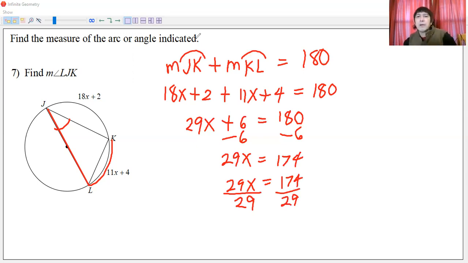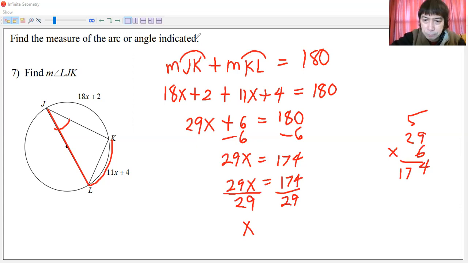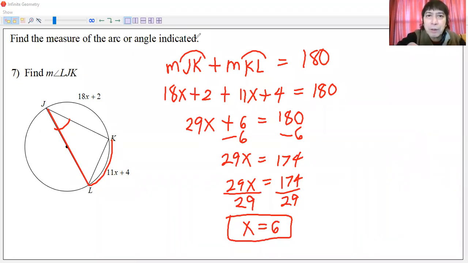What do we get there? Is that a 6? 29 times 6 is 54, and 5, that's 174. I'm checking by way of multiplication. Yes, it's a 6. X is equal to 6. We're now ready to solve for the angle. First we will get the arc. Let me clear the computation there.